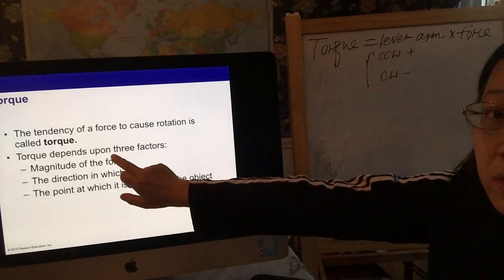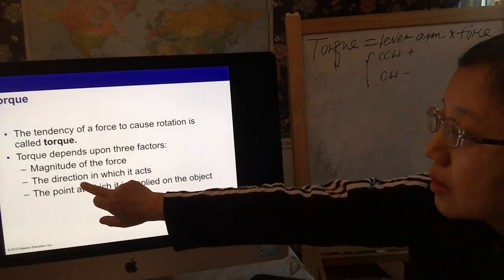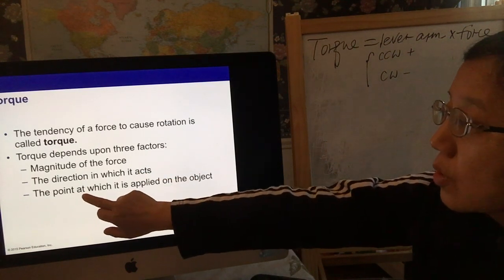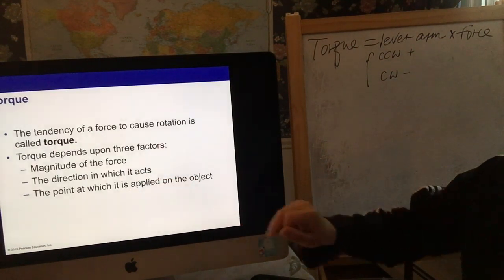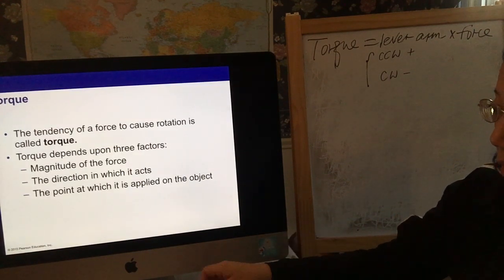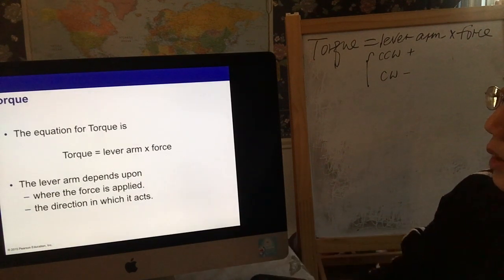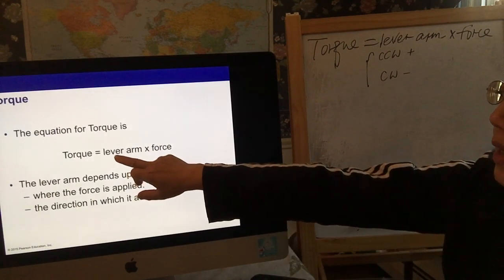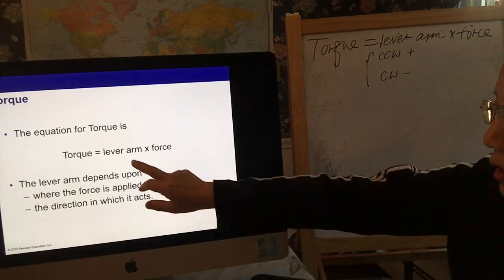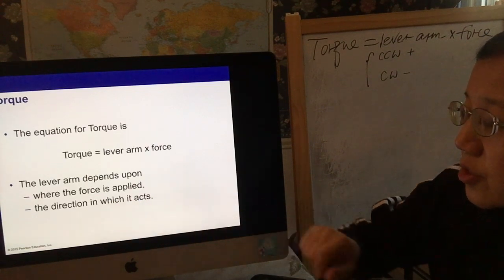Okay, so what indeed is torque? The torque depends on three factors: the magnitude of the force, how big the force is; the direction in which it acts, so the direction of the force; and also where you're applying the force. So there are three things. How do we calculate torque? The torque is calculated by lever arm times force. So what is a lever arm? Lever arm depends on where the force is applied and the direction in which it acts.